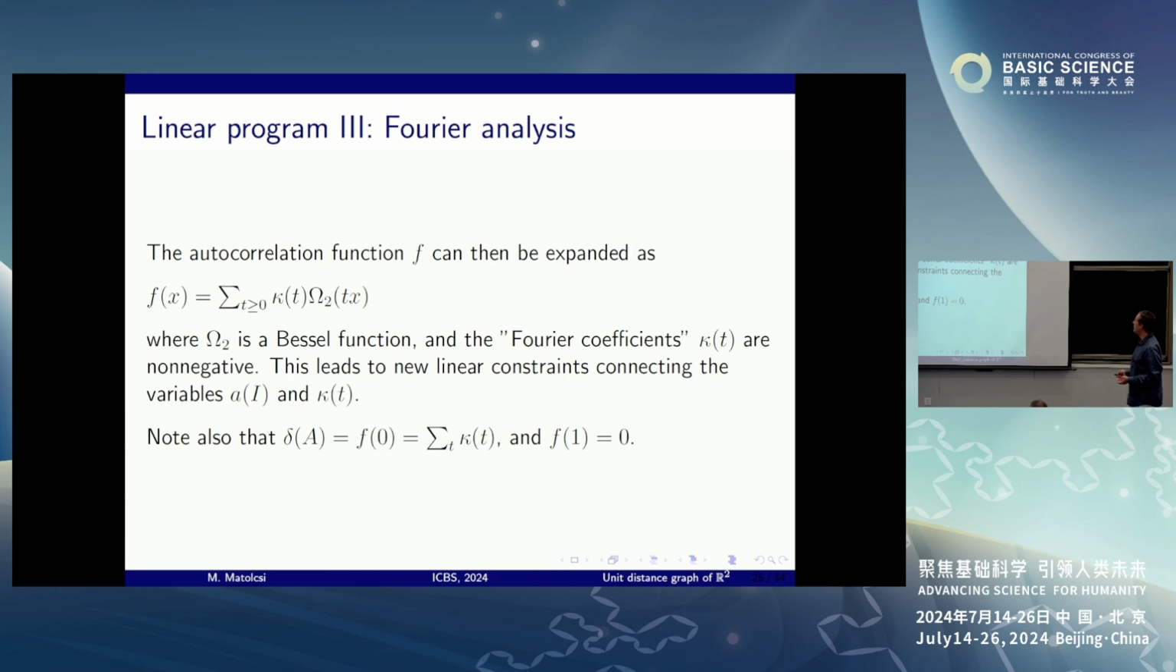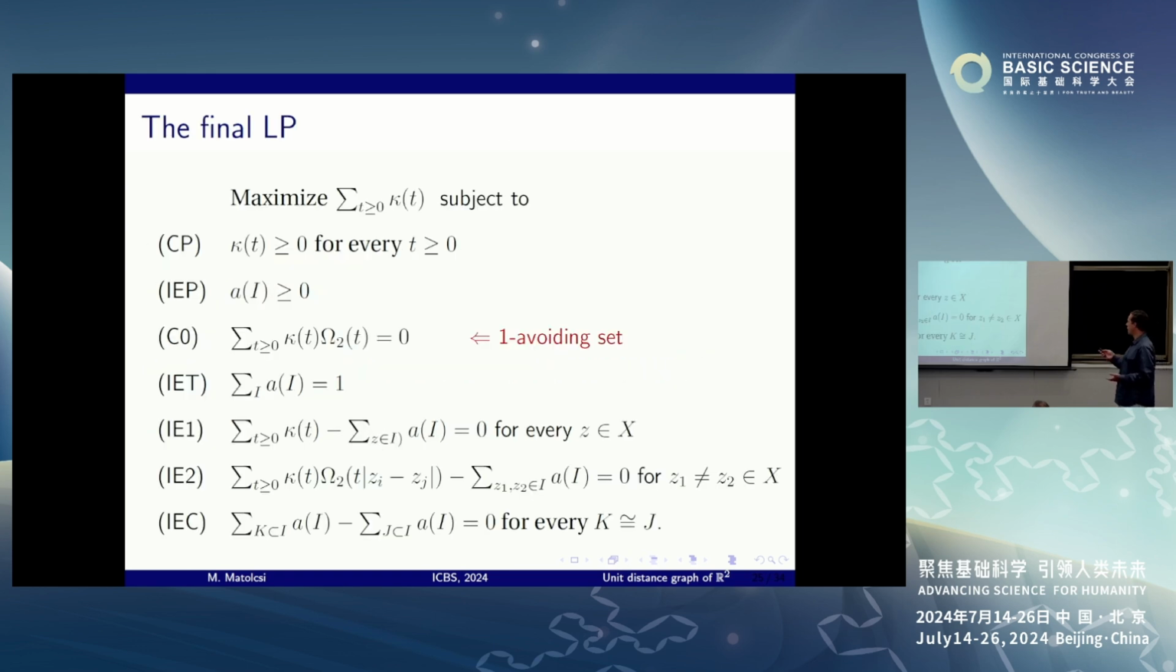And also, we have f(1) equal to 0. Why? Because if you have a segment of length 1 and you drop it on the plane, it's never going to hit your set with both endpoints, so it has 0 chance. And so we write up the final linear program. We want to maximize the density. We just saw that the density is the sum of kappa t, subject to lots of constraints.